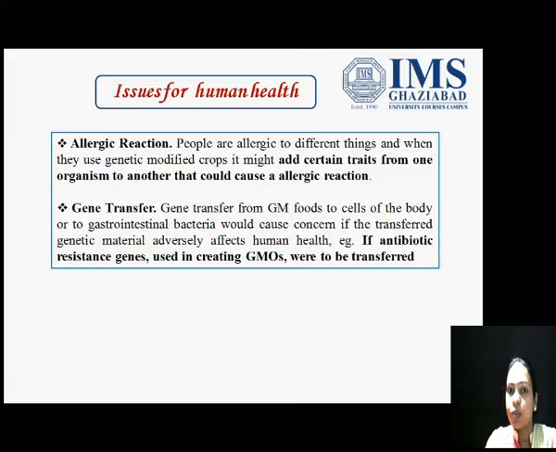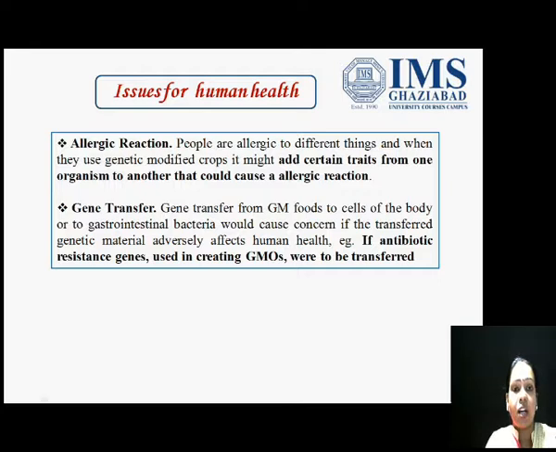Now, issues for human health. In human health there is a problem of allergy. All people are allergic to different things, but genetically modified crops add certain traits from one organism to another that can cause many allergic reactions. Then gene transfer: if genetic material from genetically modified plants is transferred to cells of our body or gastrointestinal bacteria, that will be harmful for human health.